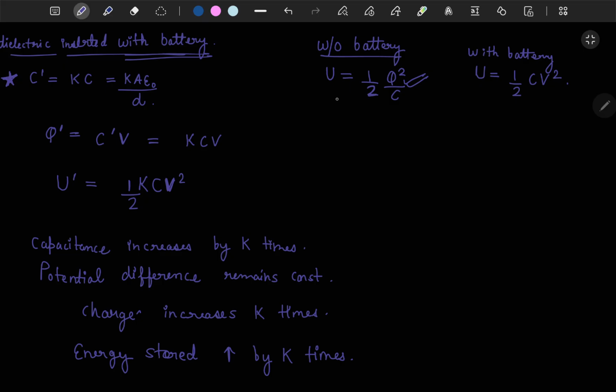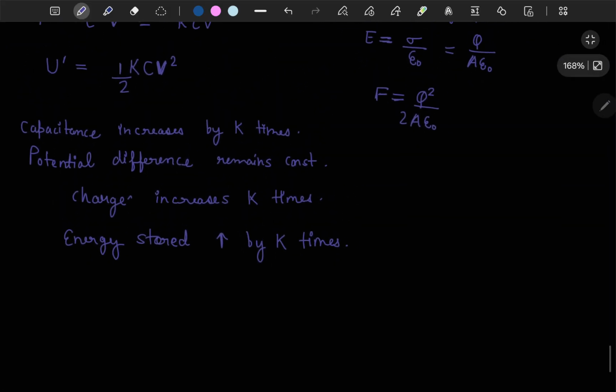Let's talk about force on the plates of a capacitor. As we have talked about, the electric field on the capacitor will be sigma by epsilon naught. So basically sigma is Q by A epsilon naught. So we have to find the force. Force is equal to Q into E. So it will be Q square upon A epsilon naught.